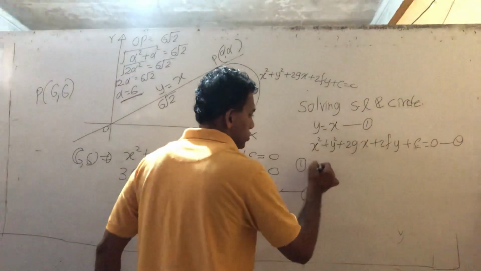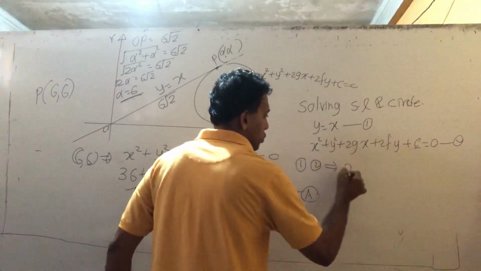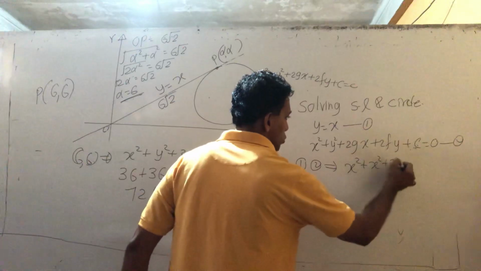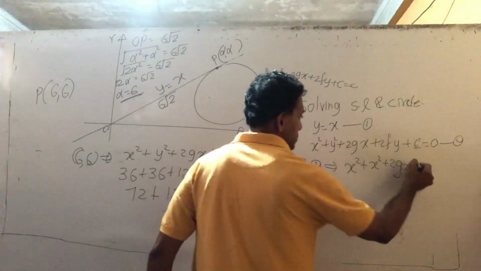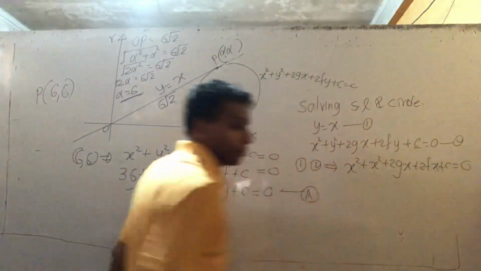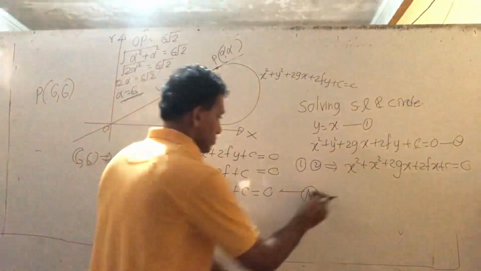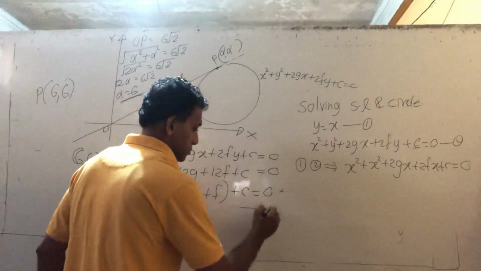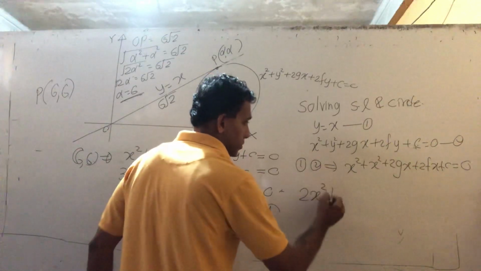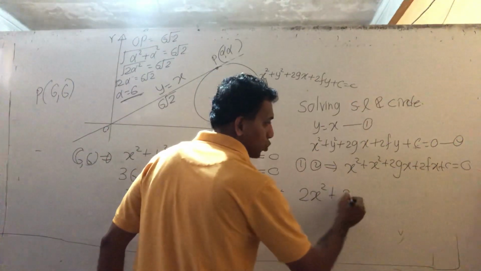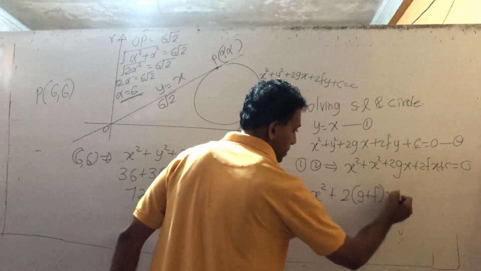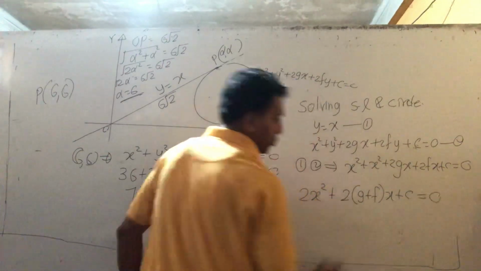x square plus y for x square, that is 2x square, plus 2gx plus 2fx plus c equal to 0. Can I take the 2 out? 2x square plus 2 into (g plus f) into x plus c equal to 0.